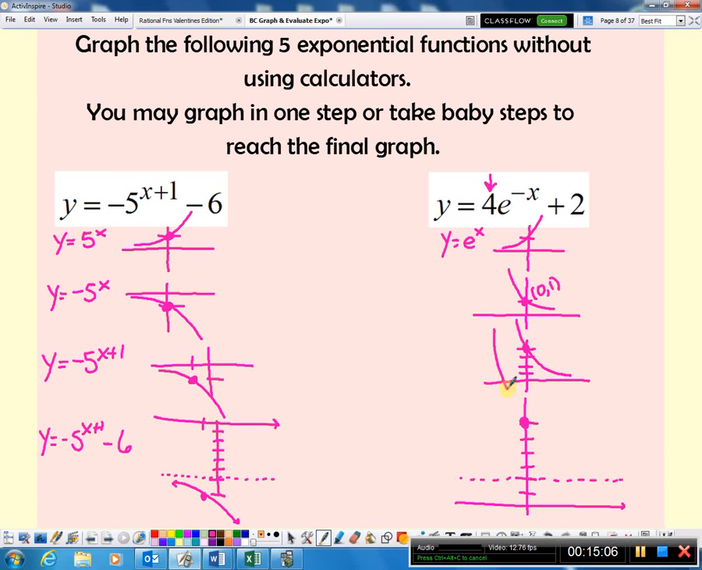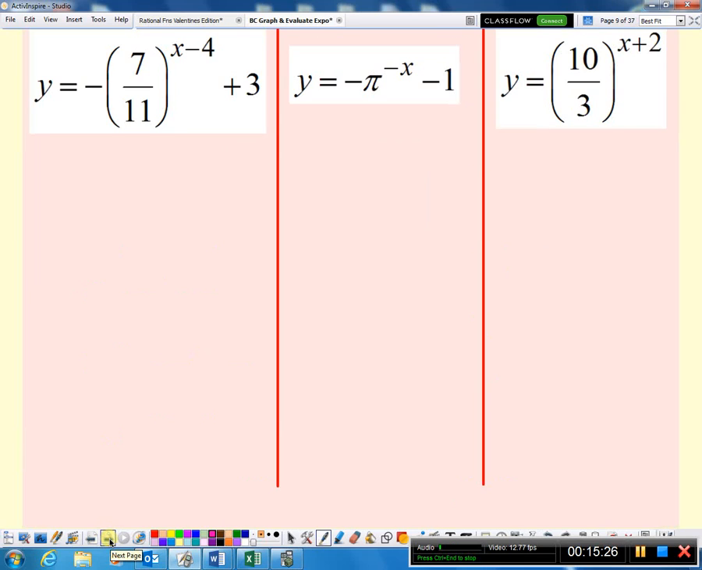So again, the baby steps are optional, but I have found that most students, if they'll do little bitty baby steps, even if they're just tiny, it does tend to help them be accurate on the final graphs. So let's do 3 more, and then you will know how to graph exponential functions. That'll be enough for everything we're doing in class.